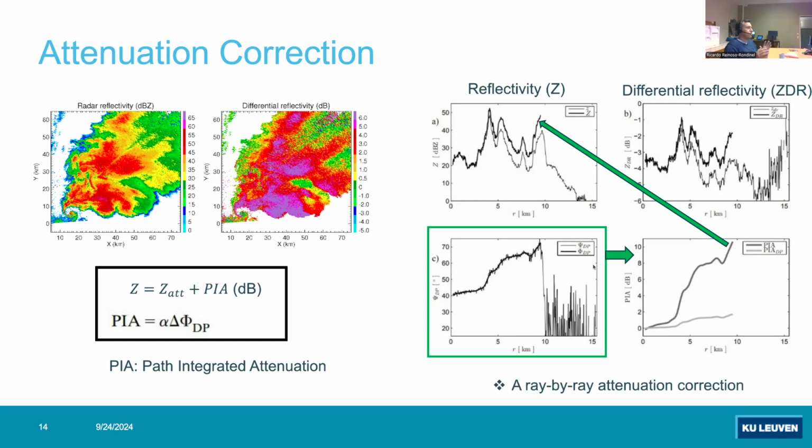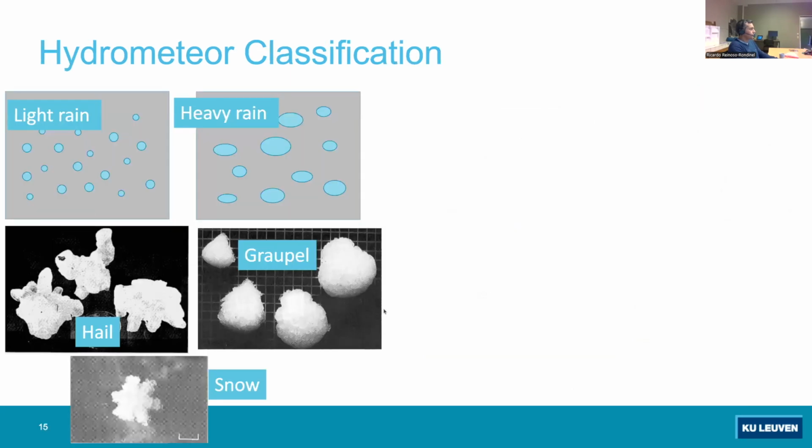So this is a way to correct power measurements like reflectivity and differential reflectivity using attenuation correction, ray by ray. So you do this ray by ray, and then you close the circle using the differential phase map. So this is one quite very advantage of the differential phase to estimate reflectivity.